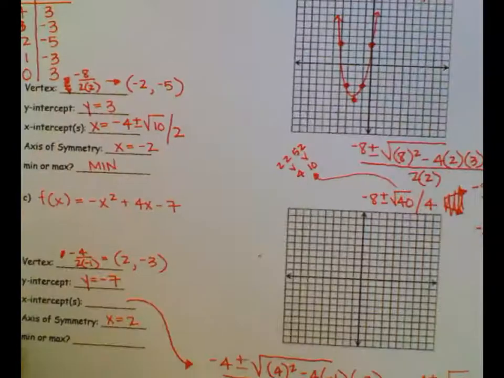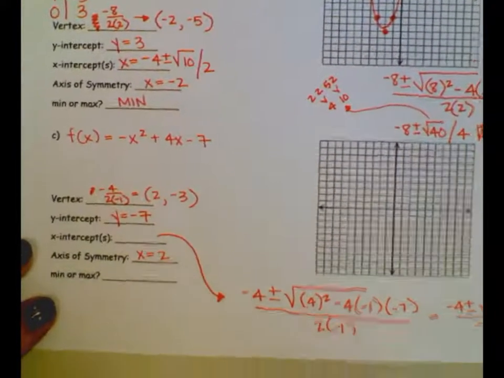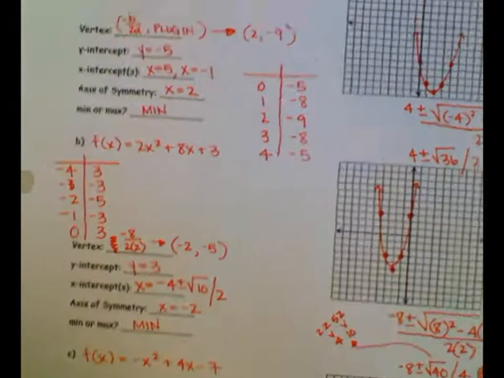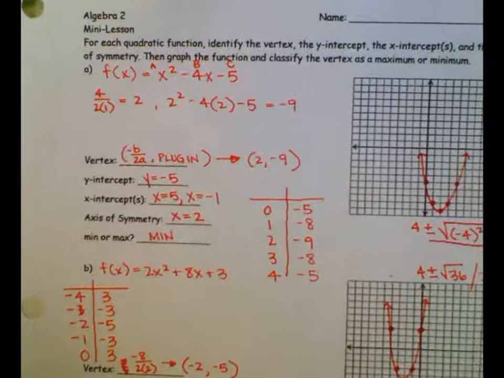All right, so these are the 3 things that you could be getting. You could be getting an imaginary one, kind of an uglier x-intercept, and then a prettier x-intercept.